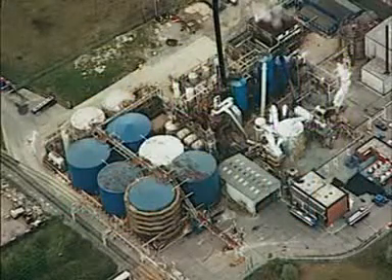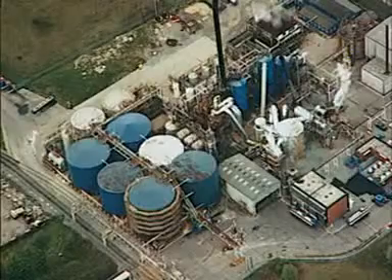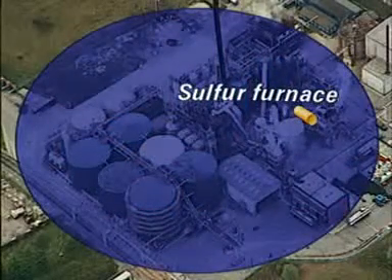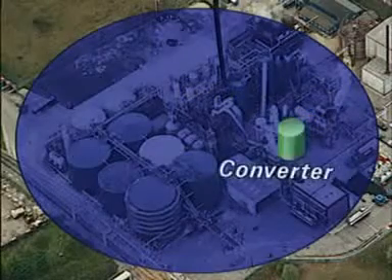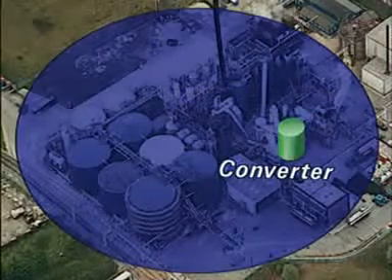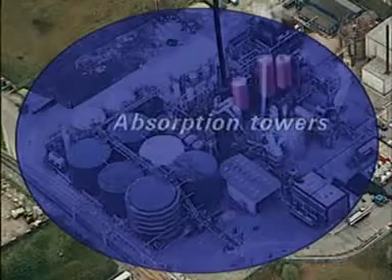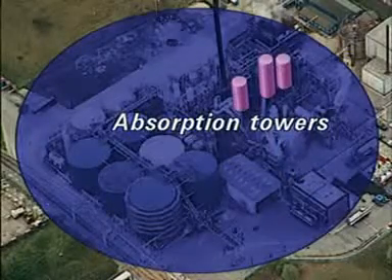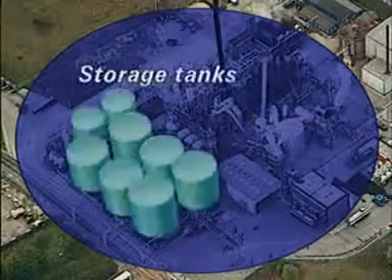At this small plant that makes 600 tonnes of acid per day, the sulphur is burnt in a furnace. Sulphur dioxide passes to the converter. Sulphur trioxide is fed to the absorption towers to produce acid of the required concentration. This is then stored for delivery by tanker.